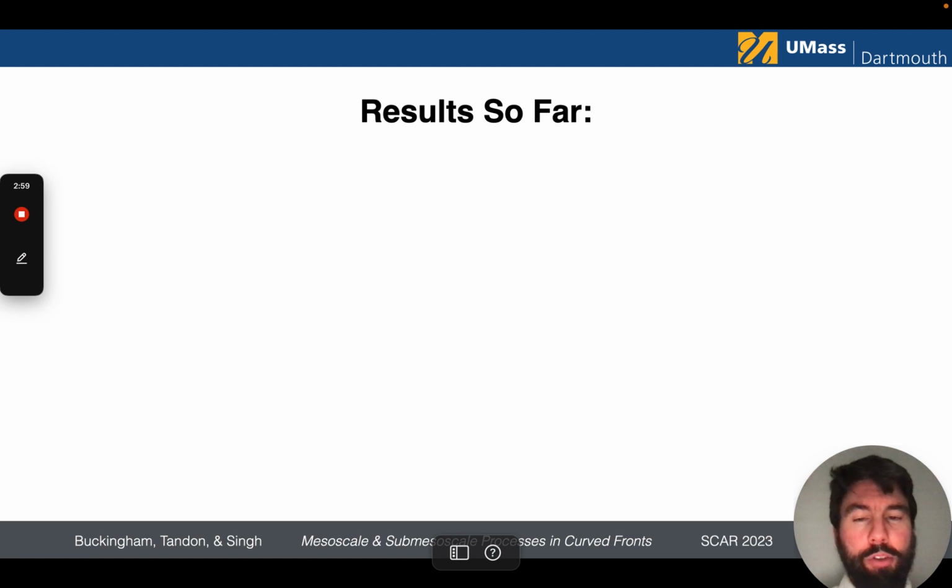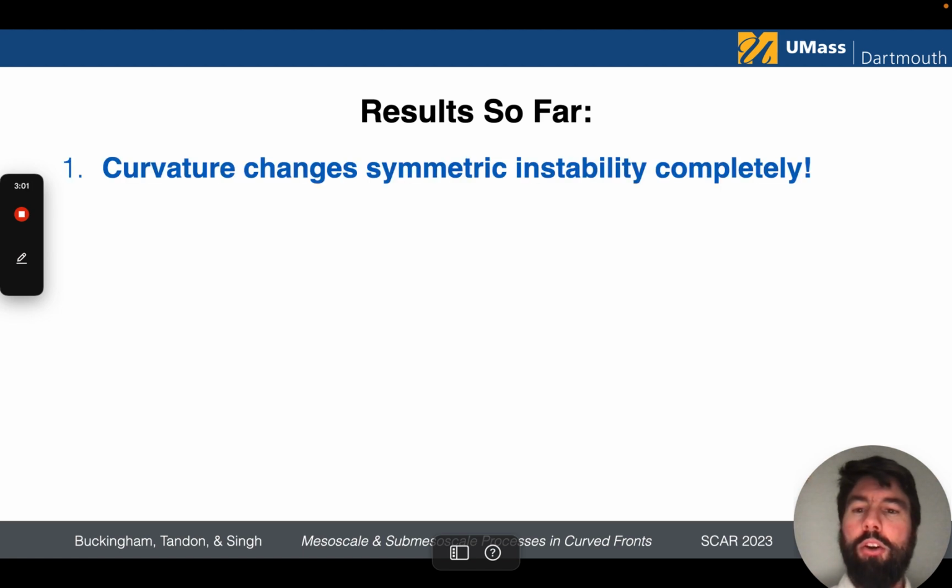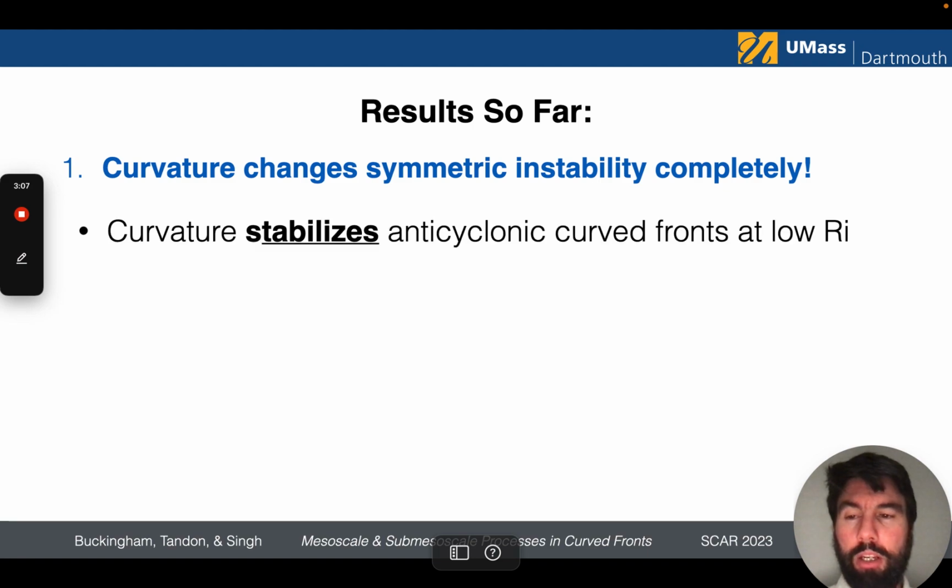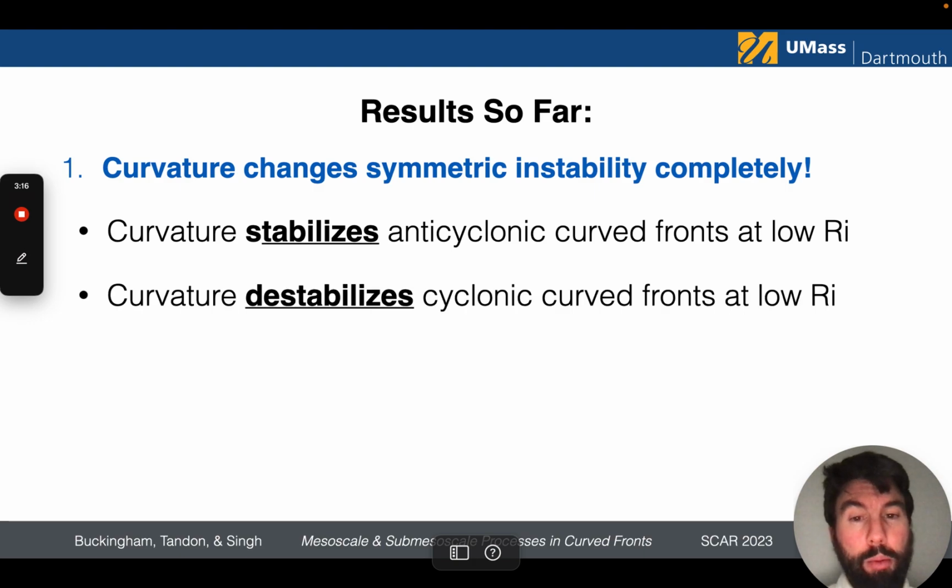So the results we have so far are as follows. Curvature seems to change the symmetric instability completely. It actually reverses the stability. So for example, it stabilizes anticyclonic curved fronts at low Richardson numbers and destabilizes cyclonic fronts at low Richardson numbers.